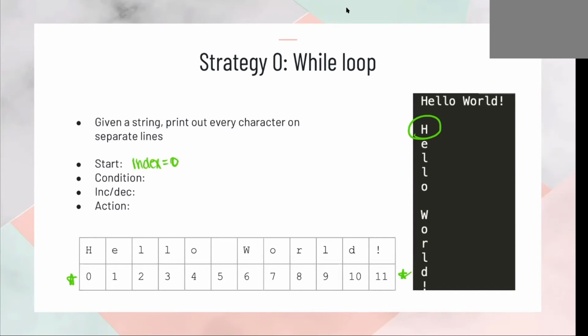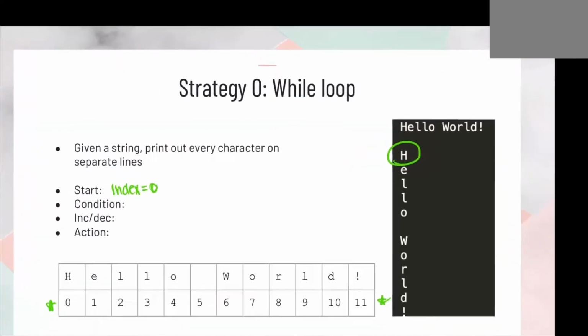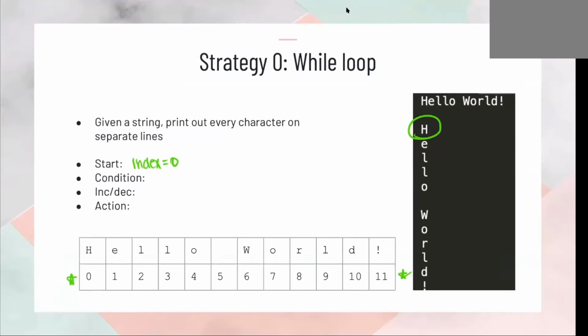And I want to keep going. I want to get the next character, so index number 1, and then index number 2, and then index number 3. Hopefully you can see that I am incrementing my index by 1 each time. Then I get the next one, then the next one, until I've hit the very end.